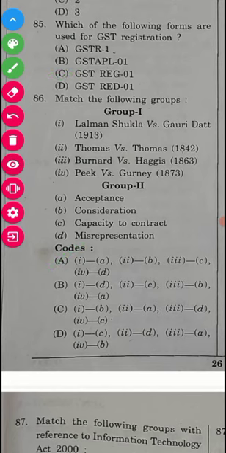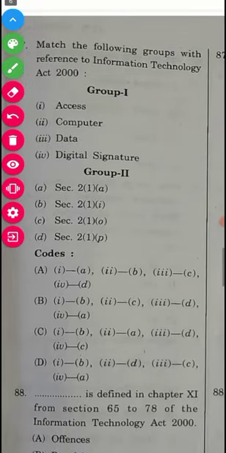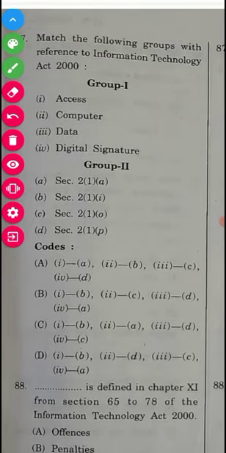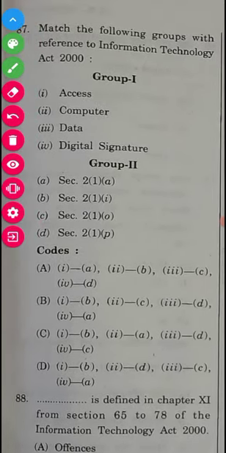So moving to question number 87, again it is a match the following question which is related to the Information Technology Act 2000. In group 1, they gave access, computer, data and digital signature, and in group 2, they gave the related sections. So as per this, computers are covered in section 2, subsection 1 and clause 1 of the IT Act 2000. So option A is the correct answer for this question.